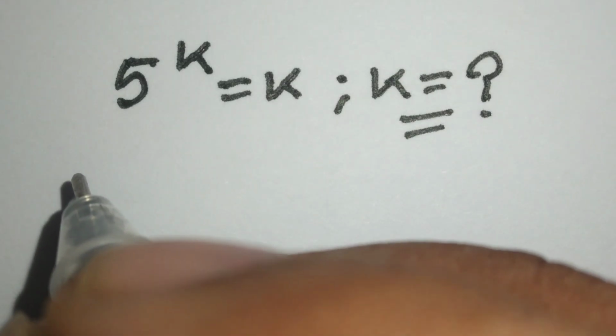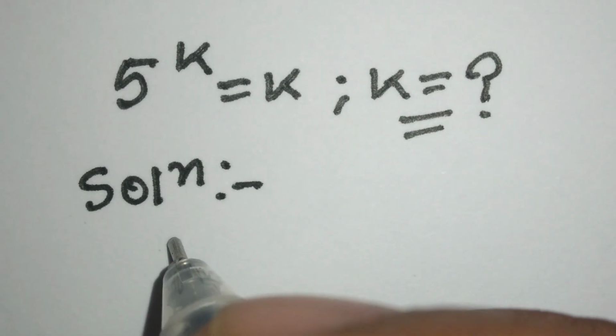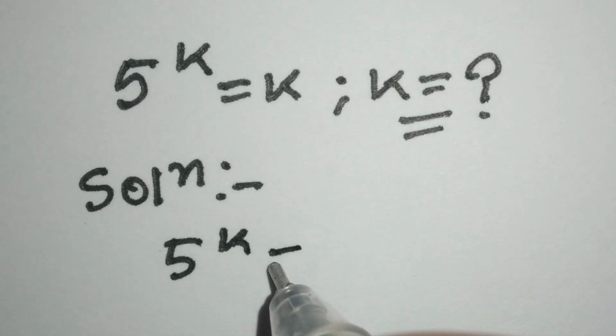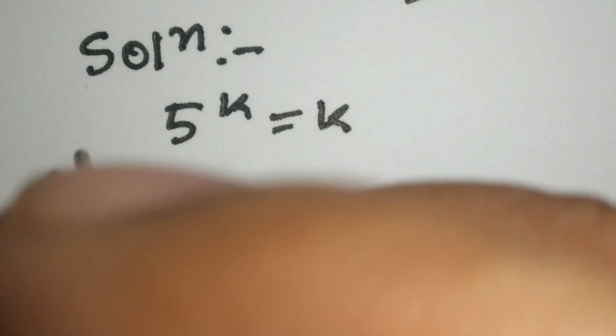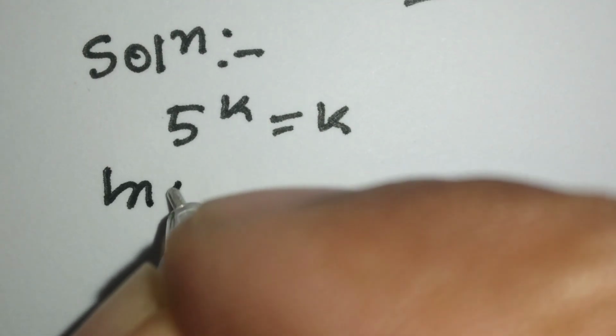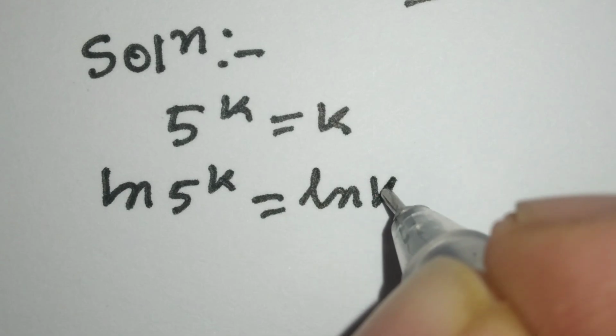So let's start. Solution: 5 to the power k is equal to k. Now we will take ln on both sides. ln 5 to the power k is equal to ln k.